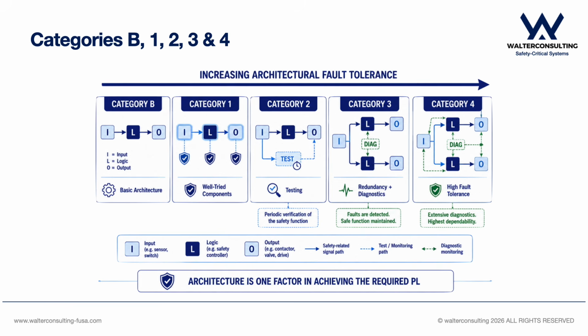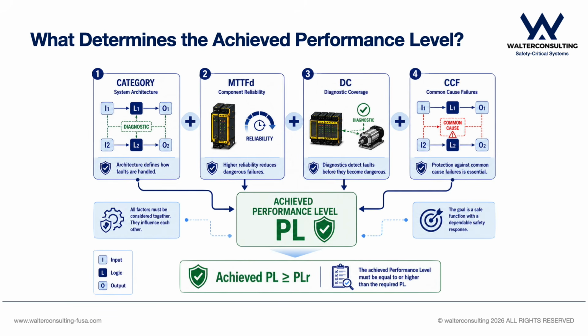The actual performance level also depends on how reliable the components are, how effectively dangerous faults are detected, and whether common causes could defeat redundant parts of the system. These factors must therefore be considered together with the category before we can determine the achieved performance level. The first of these factors is the category, which describes important architectural characteristics of the safety-related control system.